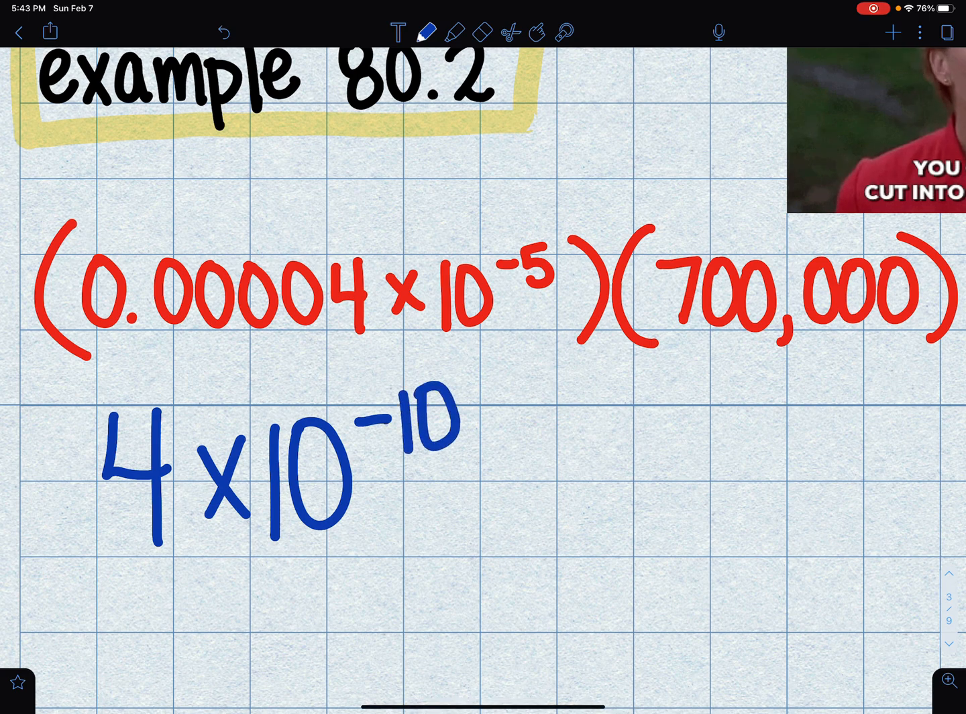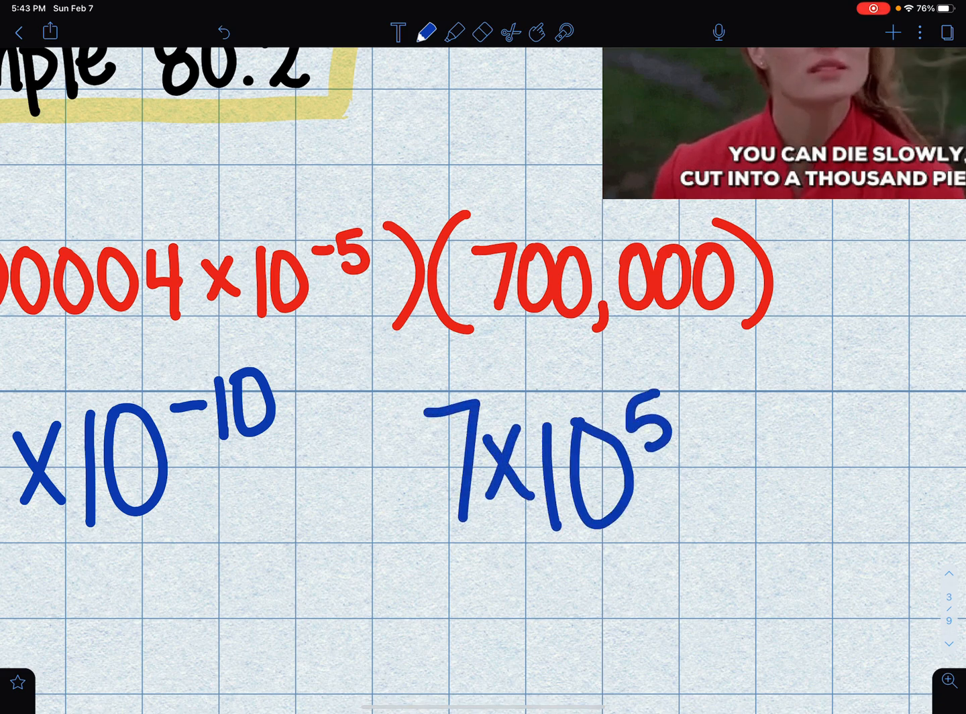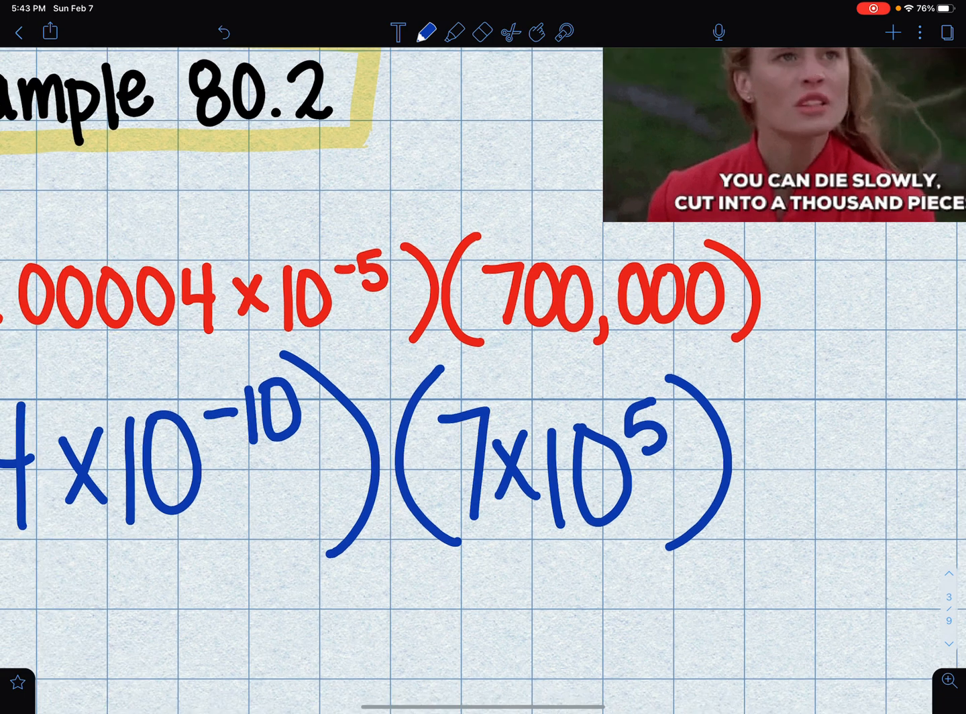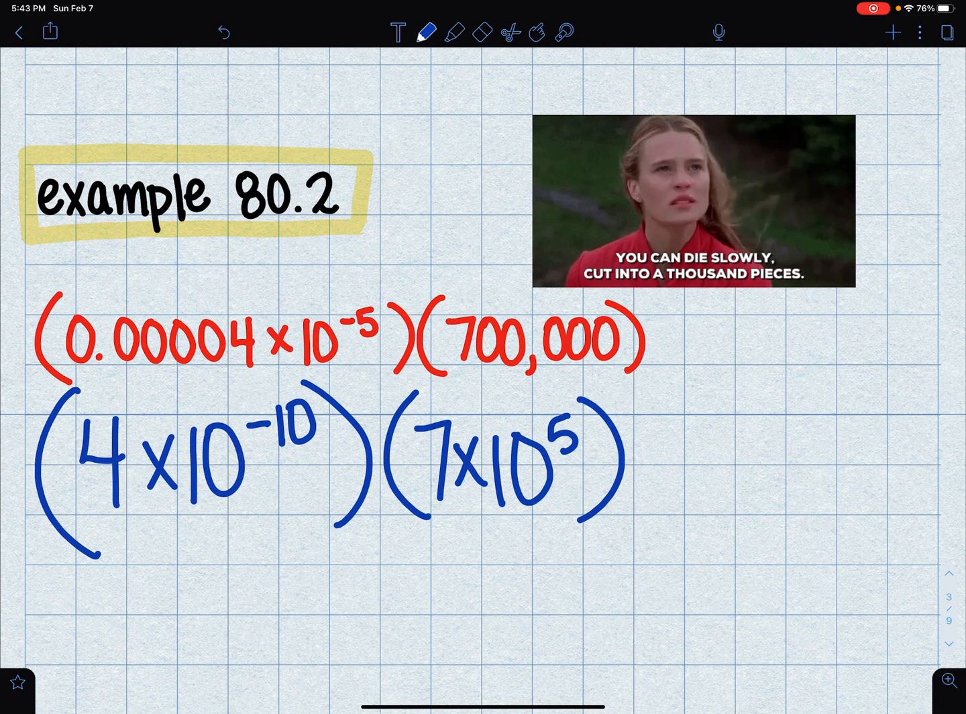Okay. Now, what about this number over here? We have 700,000. But I don't want 700,000. I want 7 times 10 to the something, right? So what does it have to be? 1, 2, 3, 4, 5. 7 times 10 to the 5th. Okay, put parentheses there, and that's what I have.